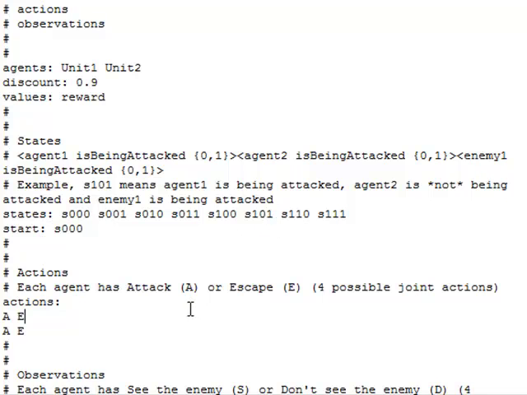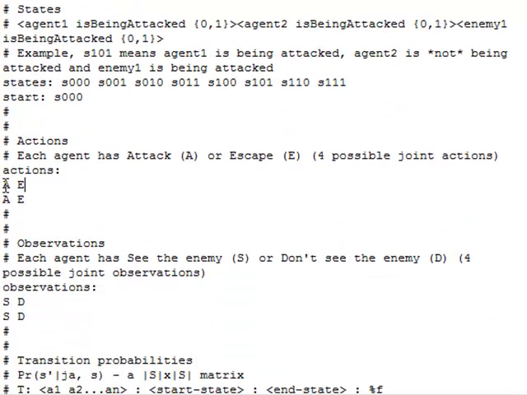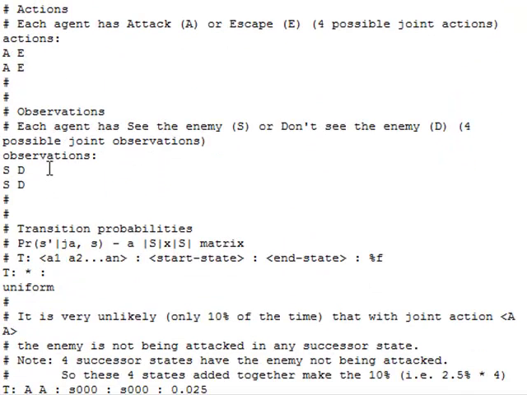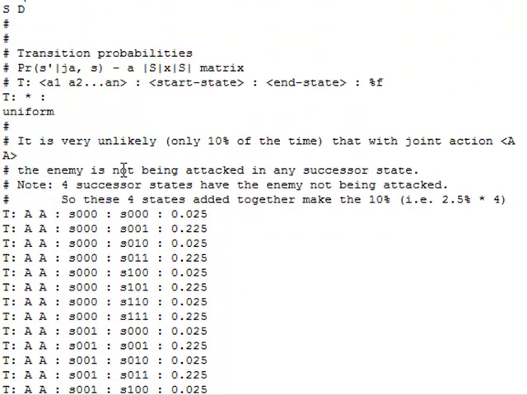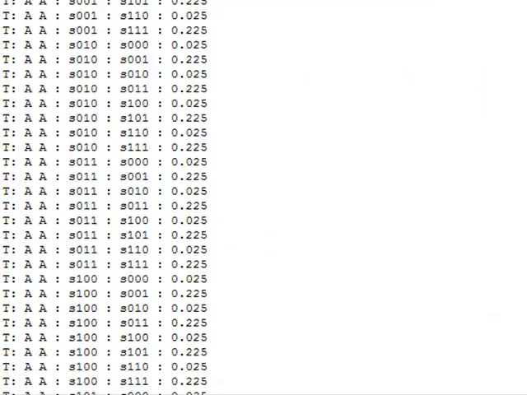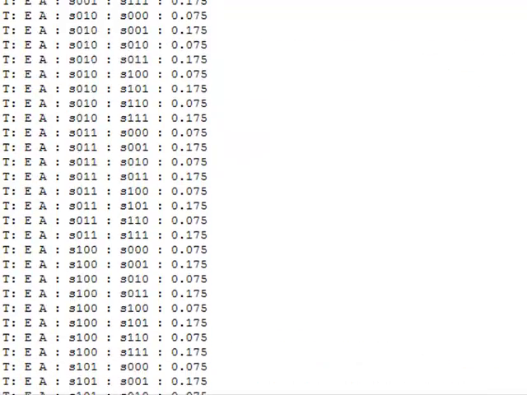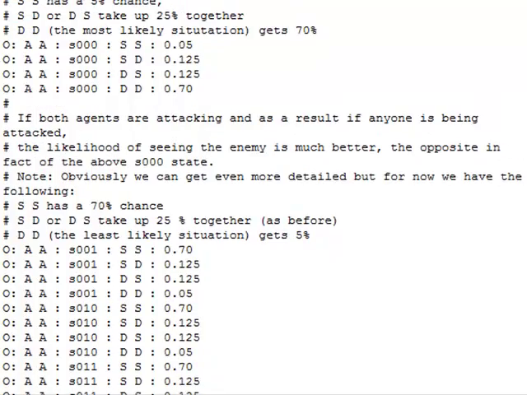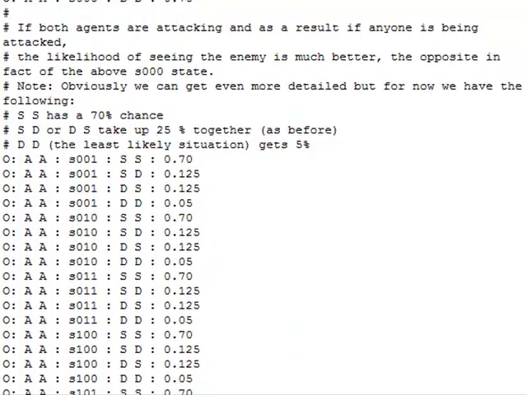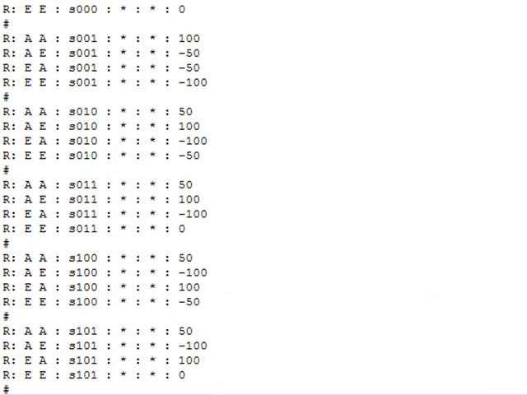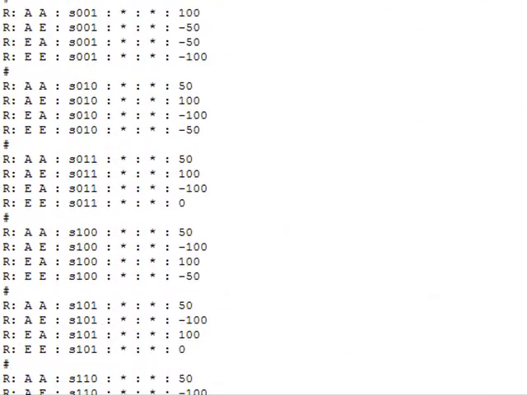Each agent has 2 actions, attack or escape, making 4 possible joint actions. There are also 2 observations for each agent, see the enemy or don't see the enemy. Then we move on to our transition matrix, which shows the probabilities of moving from one state to the next given the joint action in the current state. Similarly, we have an observation matrix, which shows the probabilities of having a particular joint observation given the joint action and the state. And finally, we have our reward function, which expresses the reward given to the team based on the state and the joint action.